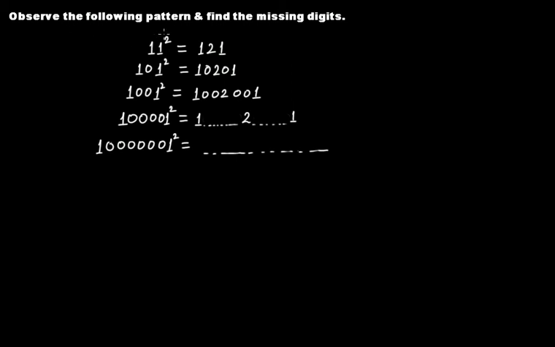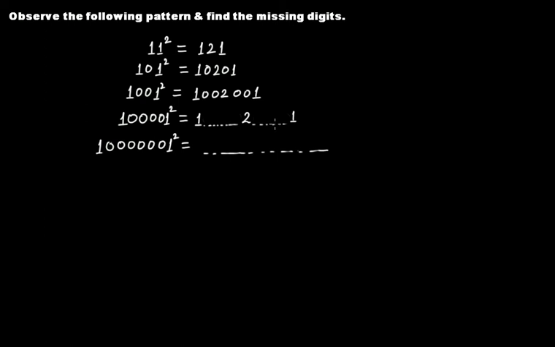Observe the following pattern and find the missing digits. So here we have 11 squared, this gives you 121, 101 squared, this gives you 10201, this is 1001 squared, this gives you 1002001, and then again you have two numbers and taking the squares will give you some numbers, but here in these two cases the digits are missing and you have to tell what those digits are.